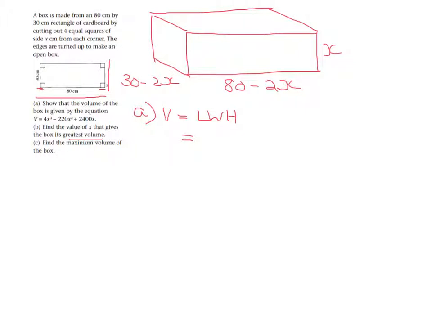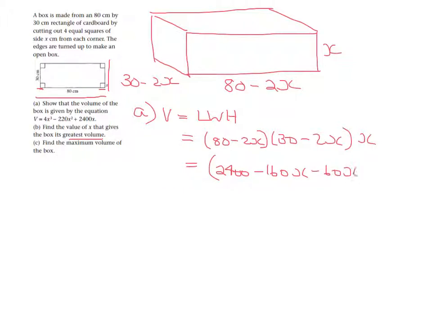And again, if there are 2 variables on the right hand side, then you need to substitute using that extra bit of information. So it's 80 minus 2x, 30 minus 2x, and x. And that's good enough, except that that's not the way it's written in the question. So we need to expand it out. So that's 2400 minus 160x minus 60x plus 4x squared.